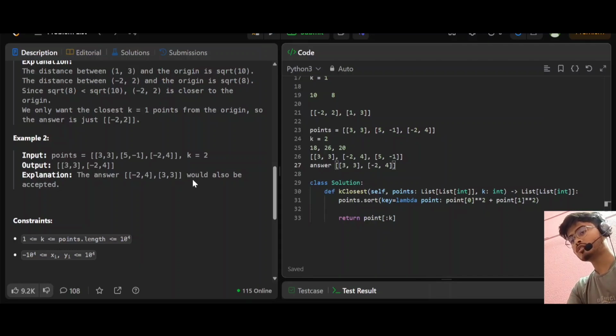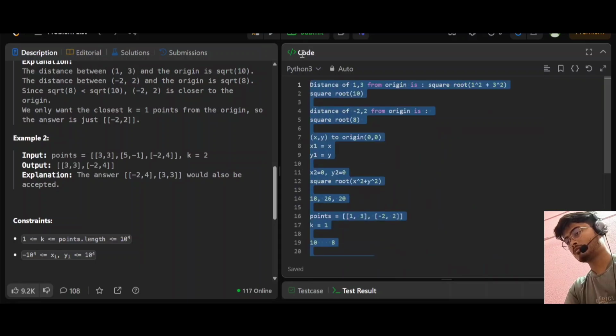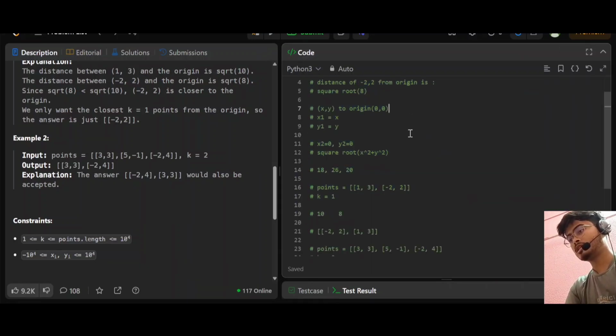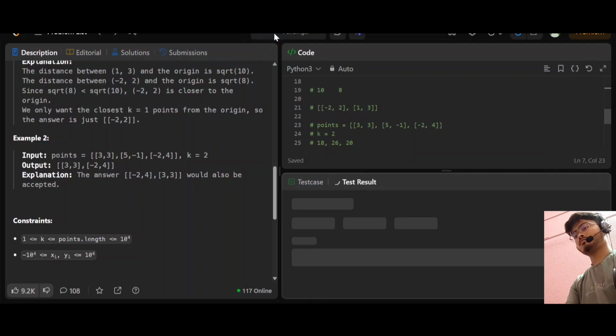The problem allows us to return the answer in any order, so the following would also be accepted. If we put minus 2, 4 at the zeroth index and 3, 3 at the first index, that can also be the answer. So both can be our answer. Let's run this solution once.